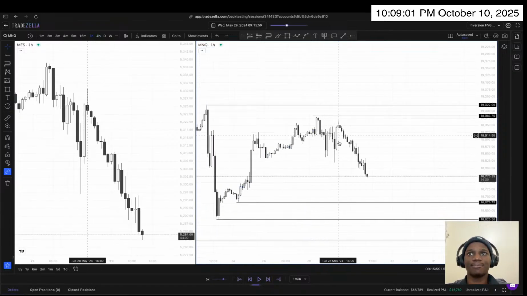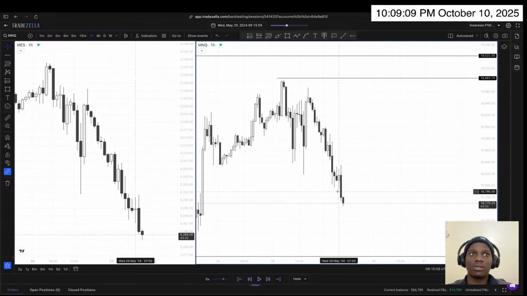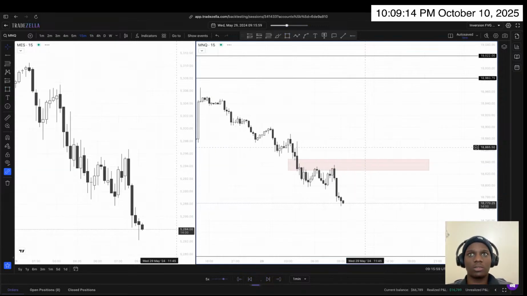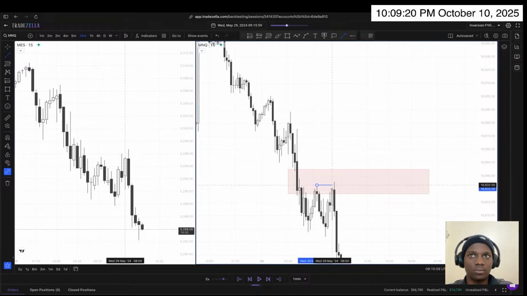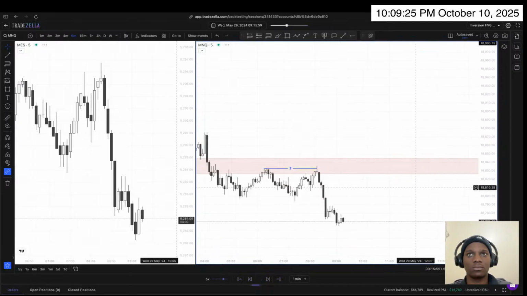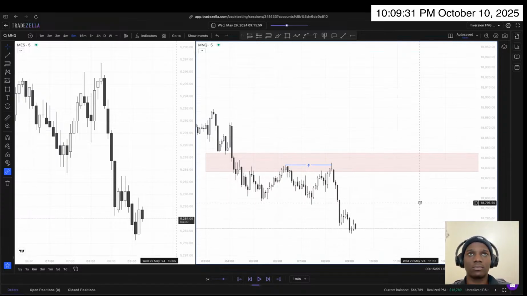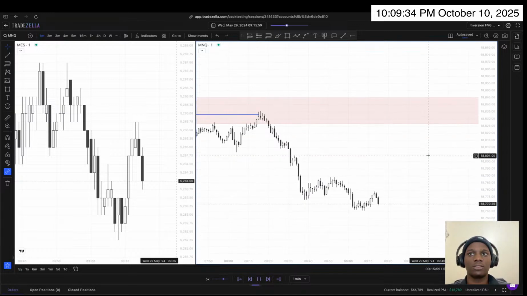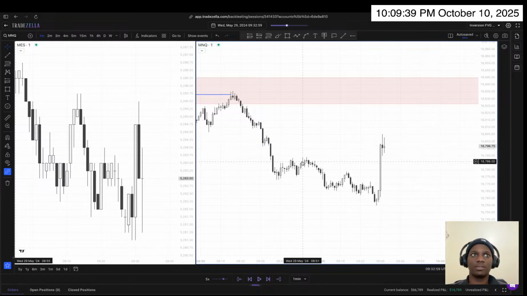Now the 1 hour. I don't have any manipulation here. Actually, I think we do. This, like this. Still manipulation. Let's see if I turn, will present manipulation. So we run this high.